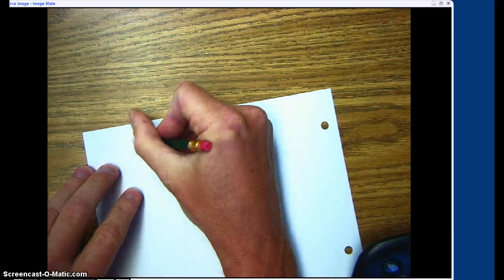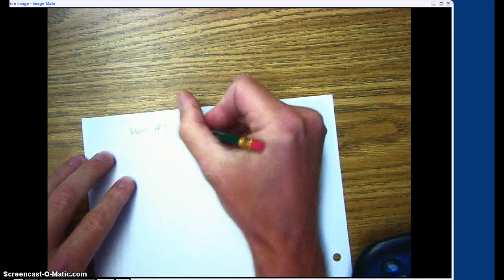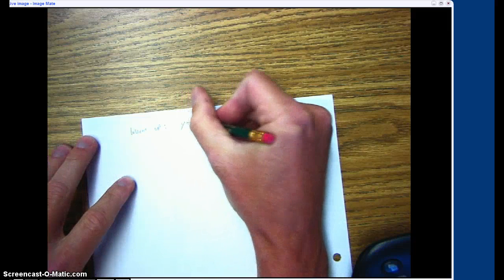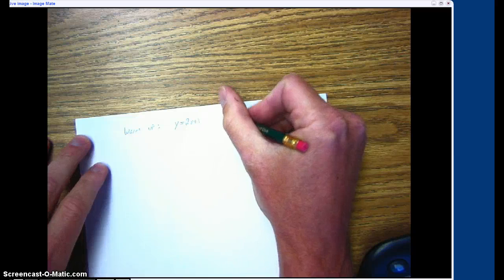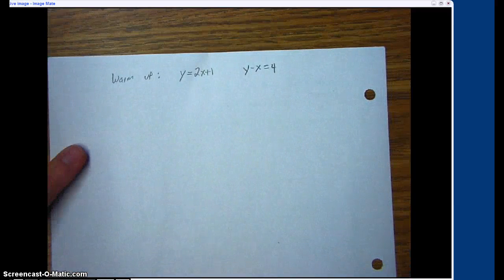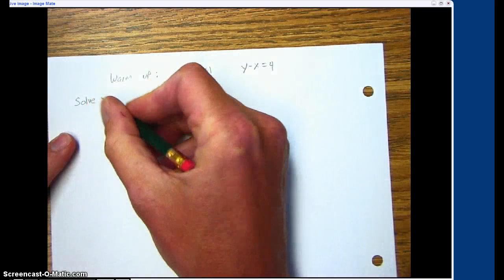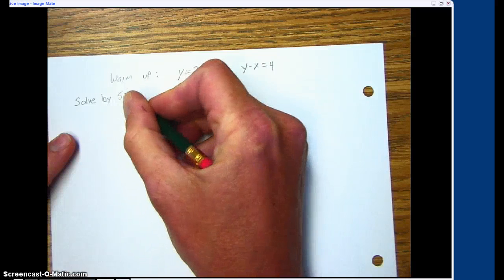All right, so guys, go ahead and write the words warm up, please. On the back. Warm up, and then copy this equation, y equals 2x plus 1. And then y minus x equals 4. Okay, so we're going to solve this by substitution. Solve, please write what I write, by substitution.